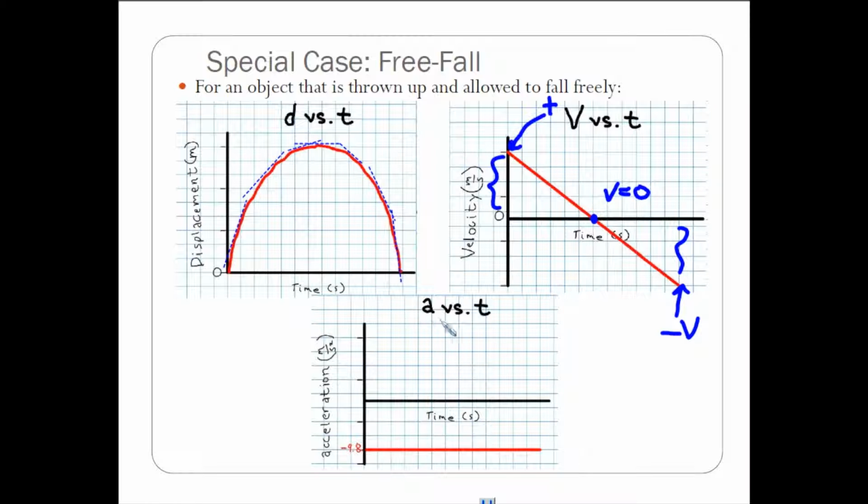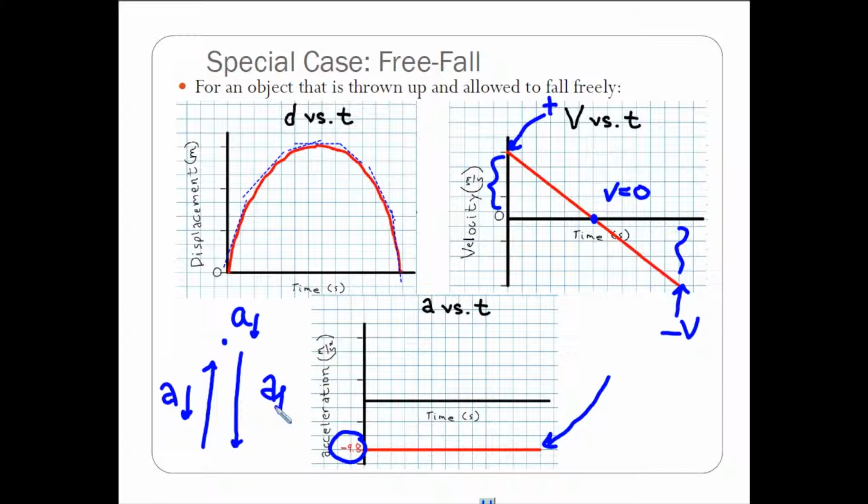And of course, the acceleration versus time graph for an object that's thrown straight up and returns to the ground has a constant acceleration of 9.8 meters per second squared in the negative direction. This is an object that, even though it's been thrown up in the air, stops at the top, and comes back down, is accelerating the entire time in the negative direction.